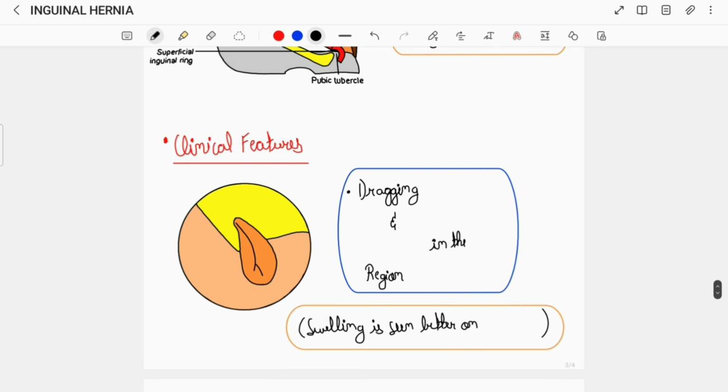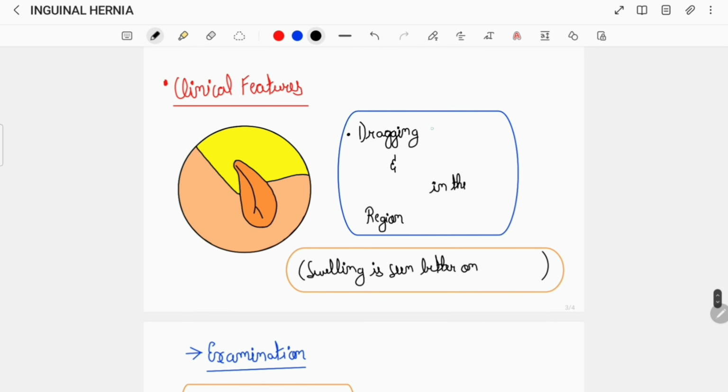A patient developing hernia can complain of dragging pain and a swelling in the groin region. Swelling is seen better on coughing.